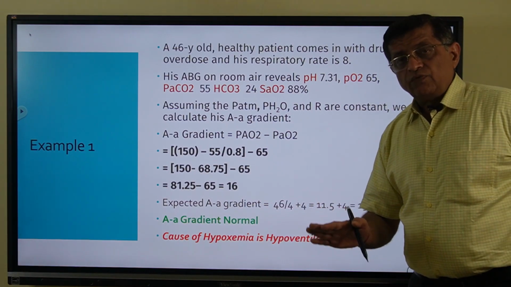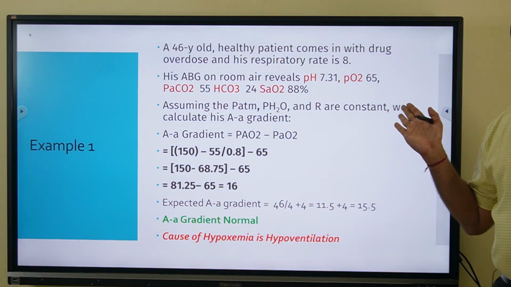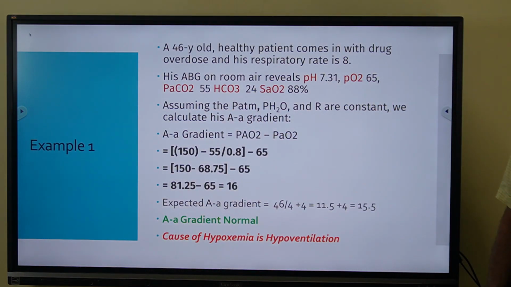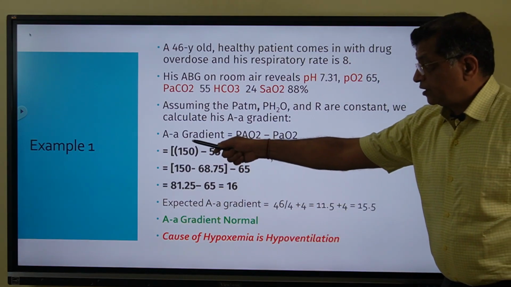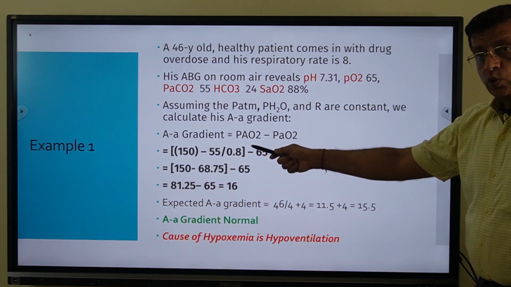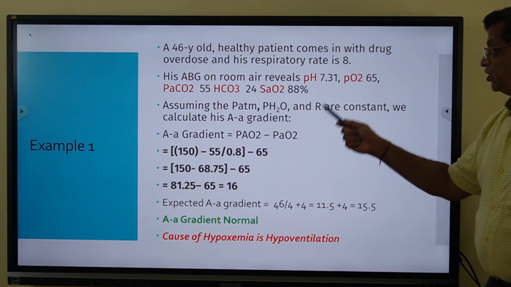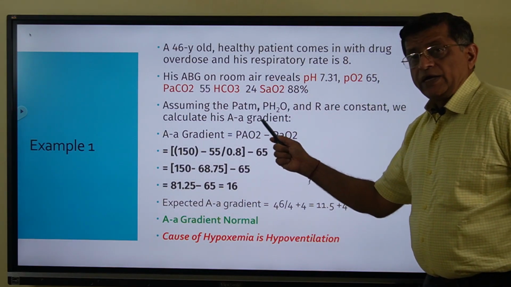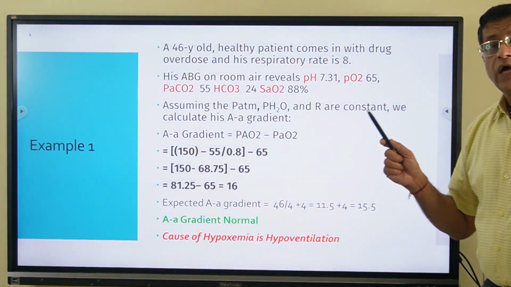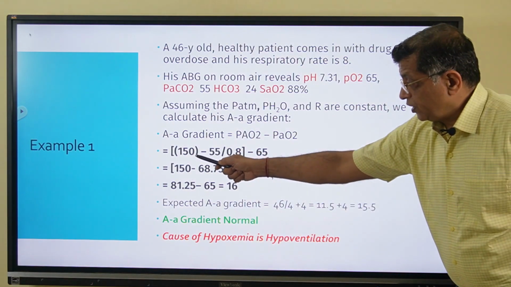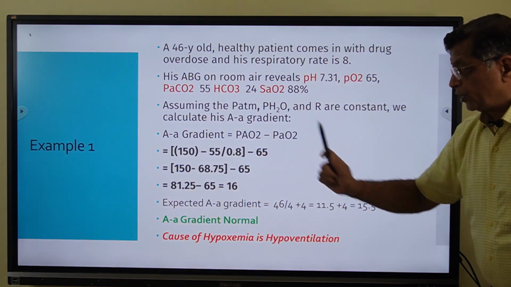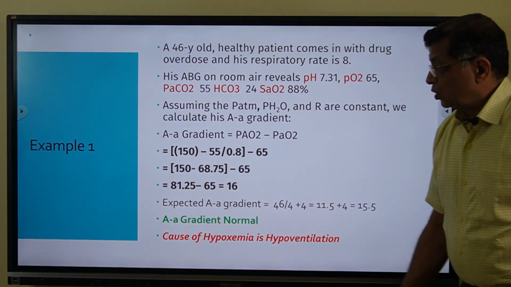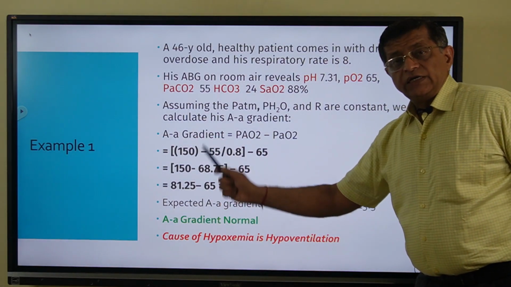But in present lecture, we are going to discuss not about the acid-base abnormalities, but about the oxygenation. So let's focus on the A-a gradient. How will you calculate A-a gradient? A-a gradient is PAO2 minus PaO2. PaO2 we already know is 65. We will calculate the PAO2 by simplified alveolar gas equation, that is 150 minus PaCO2 divided by 0.8. So that comes to 16, right? So his A-a gradient is 16.